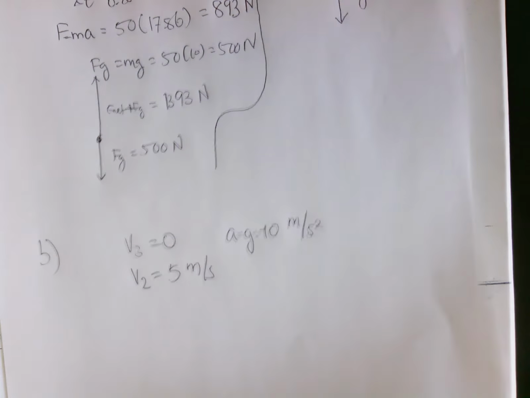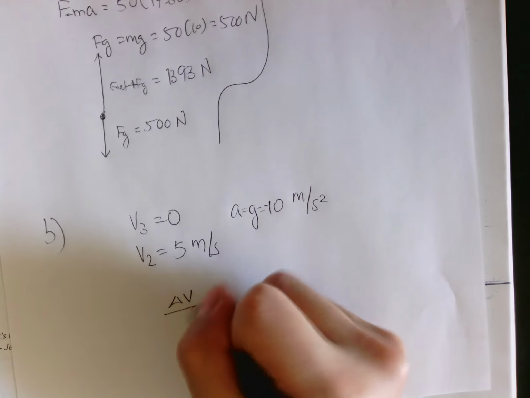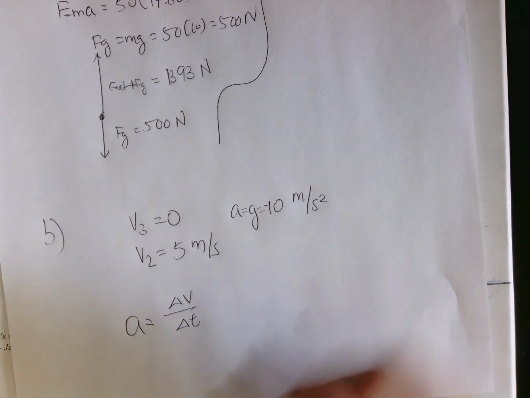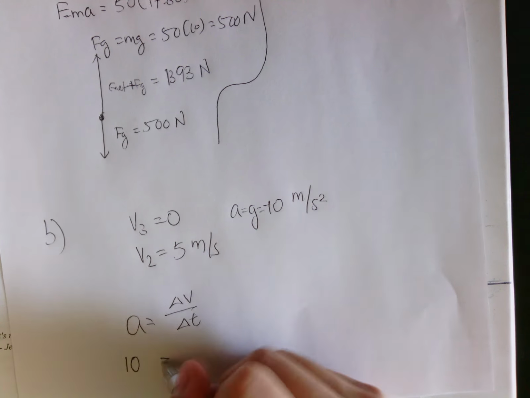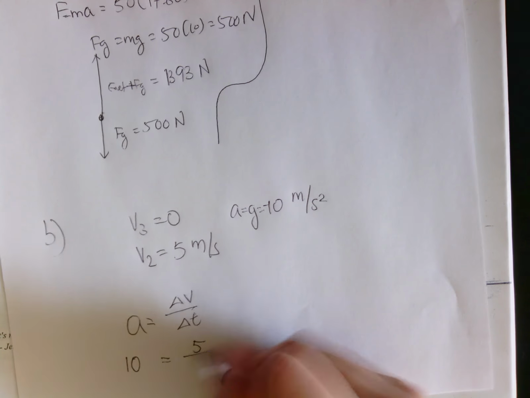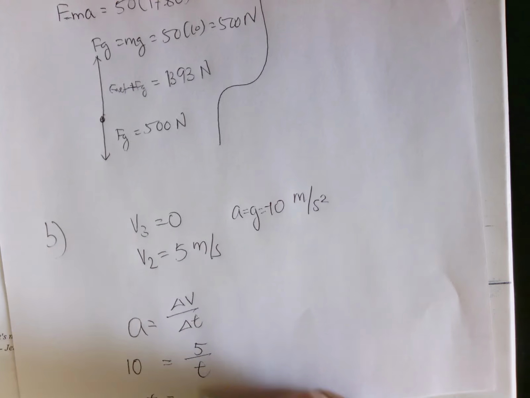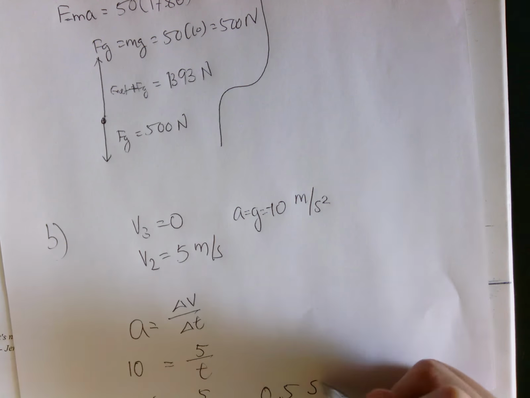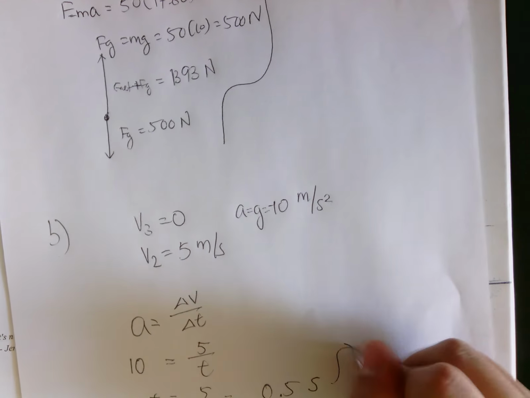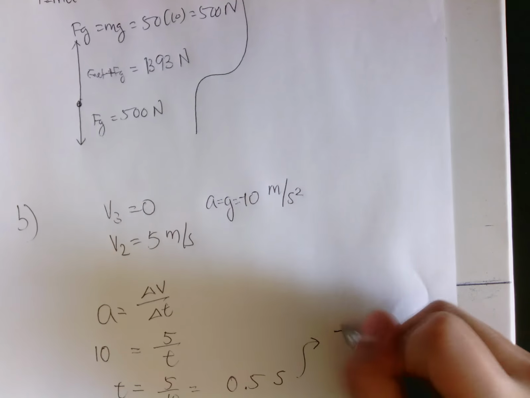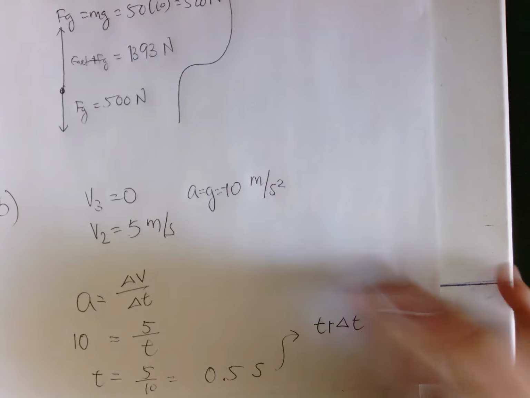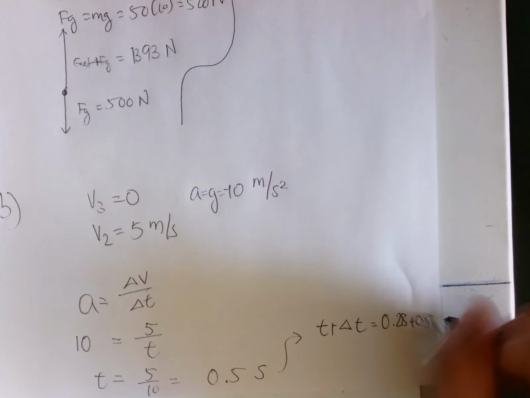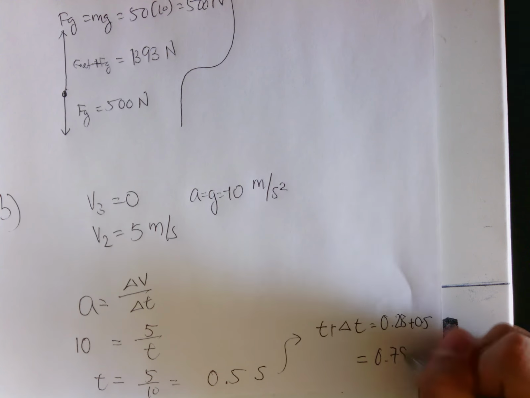And this is negative. So all I have to do is delta v over delta t is equal to a. We know a is equal to 10, which is equal to 5 over t. t is equal to 5 over 10, which is equal to 0.5 seconds. So this is how much time it takes to slow down, but the total time is going to be the time that it started, t plus delta t, which is equal to 0.28, because that's when his feet leave the ground, plus 0.5. So the final answer is 0.78 seconds.